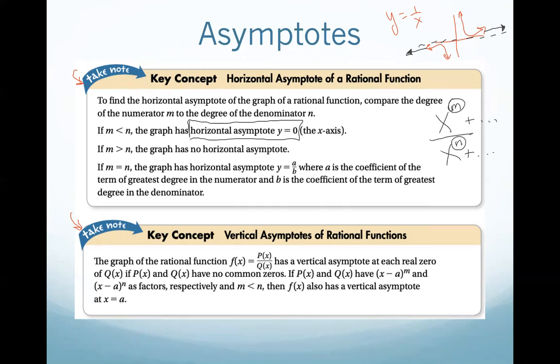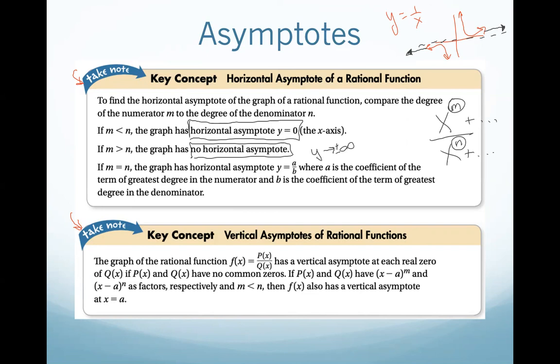If it's backwards, if the numerator is bigger than the denominator, then the number just gets bigger and bigger and bigger. It's approaching infinity. So we say no horizontal asymptote. Okay, our y values are approaching infinity, and that could be positive or negative infinity.